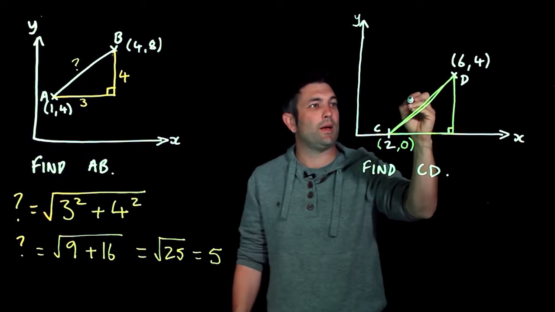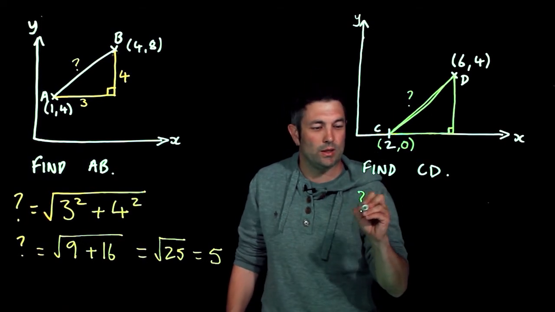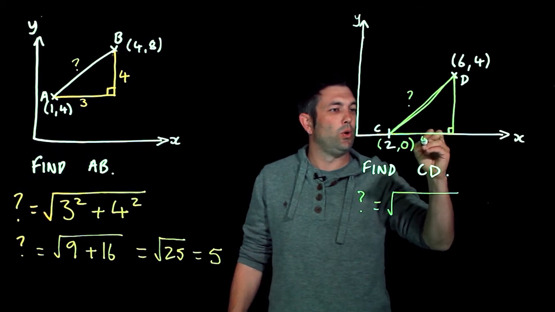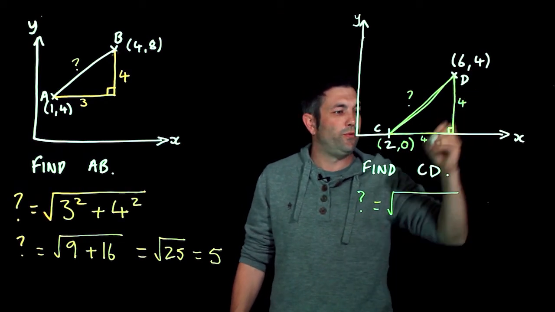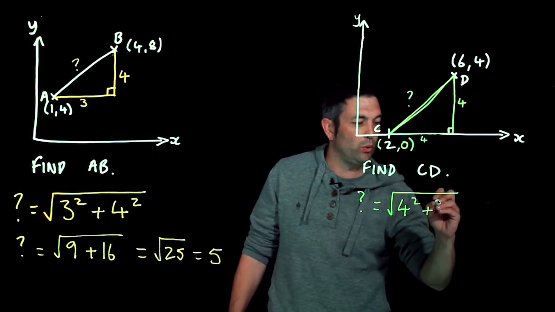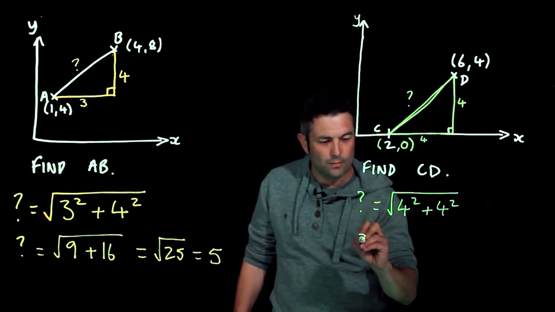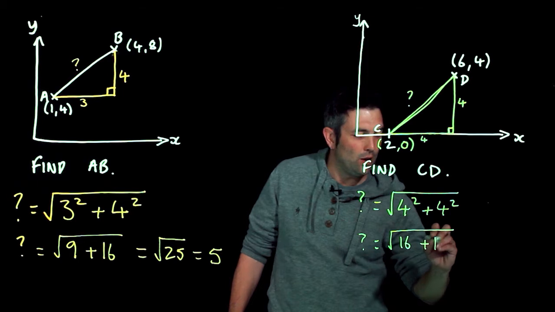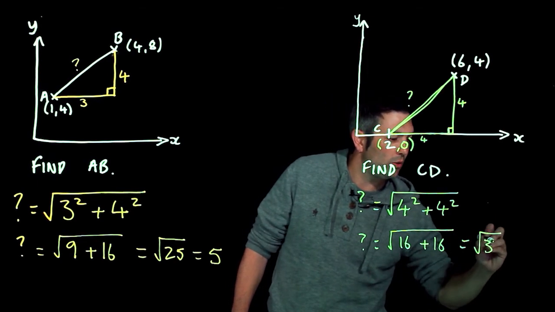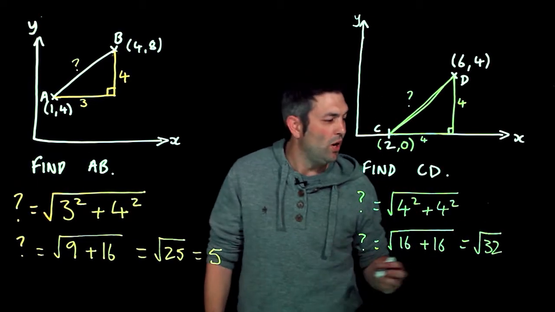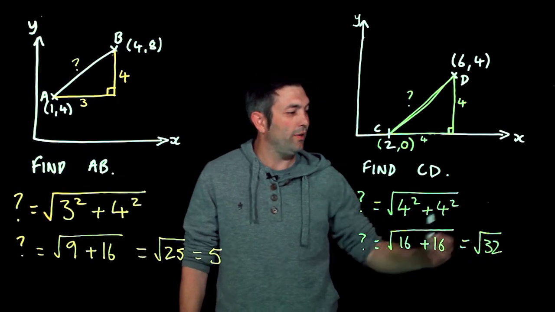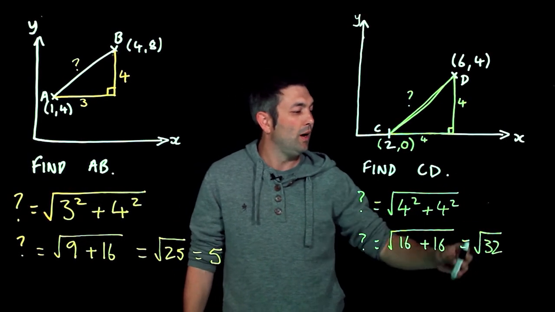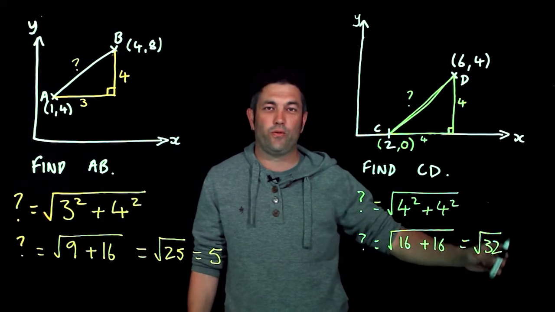I'm going to do the same thing here as I did before. 2 to 6 is 4, and 0 to 4 is also 4. So we've got 4 squared plus 4 squared. What you may notice is that we get 16 add 16, which is the square root of 32. Now, 32 is not a square number, but you might be asked in the question, particularly if it's a non-calculator paper, to simplify this or give your answer in surd form.